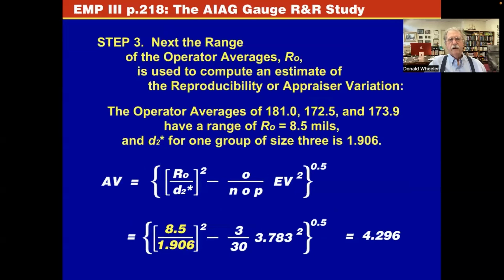Next, the range of the operator averages is used to compute an estimate of the reproducibility or appraiser variation. Now, the operator averages have a range of 8.5 mils, and D2 star for one group of size 3 is 1.906. I think these D2 star values were found in the Green Book on page 258. So we take the range of the operator averages, divide by 1.906. Here we square it, subtract off a little adjustment term, and then take the square root, and we get a 4.3.